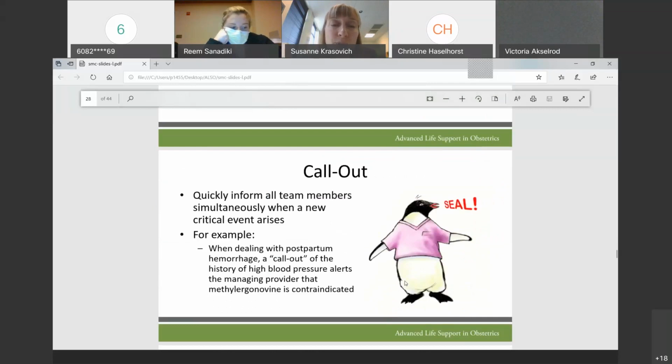So the call out is simply a quick way to inform all the team members simultaneously when a new critical event arises. So for example, a woman who's having a postpartum hemorrhage, if one of the team members realizes that she has a history of high blood pressure, whether that's chronic hypertension or whether that's preeclampsia, a quick call out, patient has a history of high blood pressure, alerts the managing provider that methergin might be contraindicated, or is contraindicated. So that's a great example of a quick call out that's very helpful.